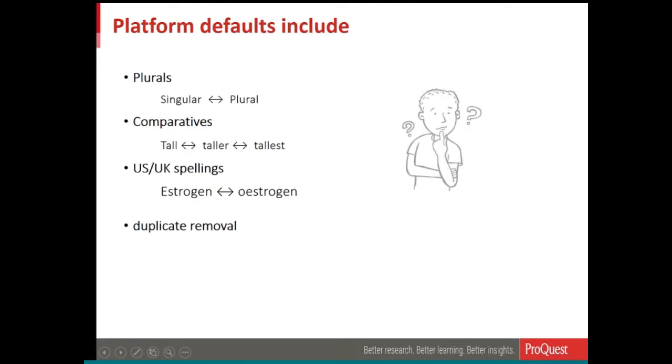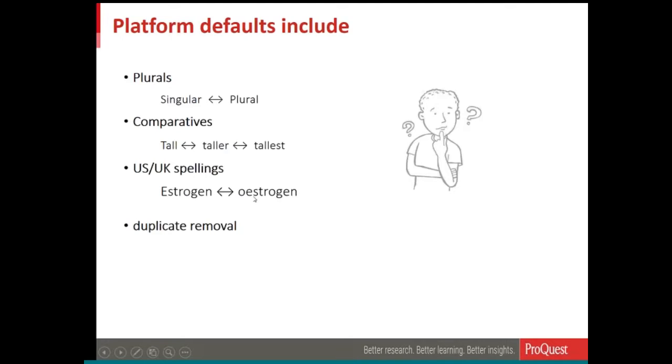An important feature then is the US-UK spelling. So for example, if you're typing in the word estrogen, it thinks, okay, we're in global databases, international coverage, and there is an equally useful spelling, except it's the British spelling versus the American spelling, and so the platform automatically picks that up for you as well.